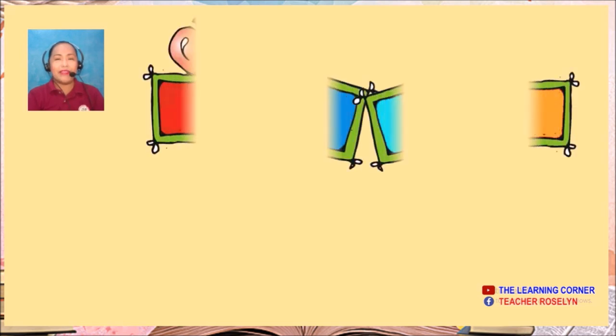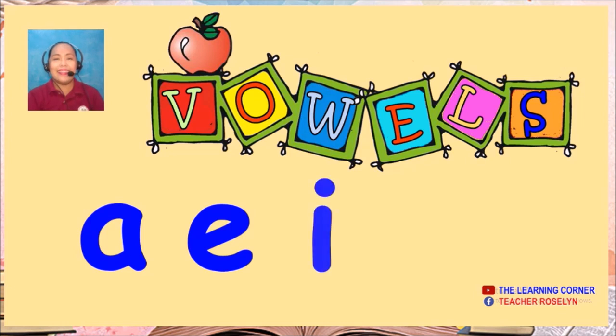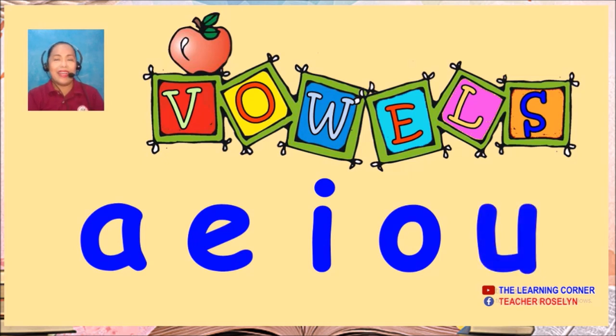Great! For today, we will be learning about vowels. Do you know what vowels are? There are 5 vowels. These are the letters A, E, I, O, and U. Again, the 5 vowels are the letter A, letter E, letter I, letter O, and letter U.